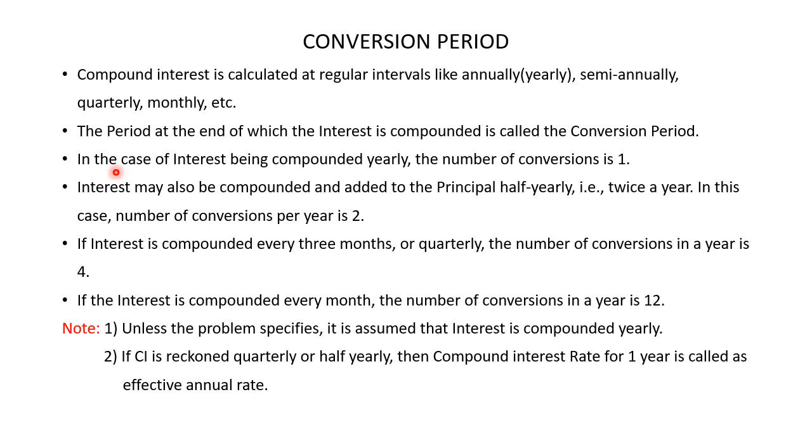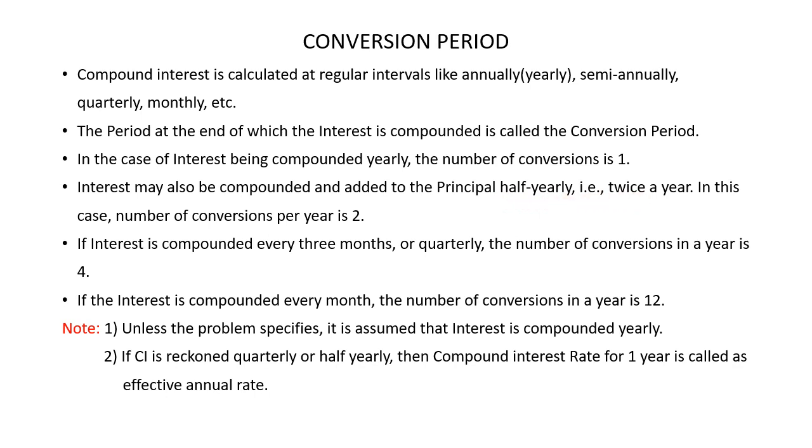In the case of the interest being compounded yearly, the number of conversions is 1. That is, the interest is compounded and added to the principal at the end of the year. So the number of conversion is 1 when the interest is compounded yearly. Interest may also be compounded and added to the principal half yearly, that is twice a year.